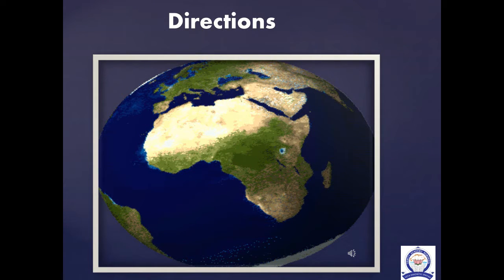We know that the sun rises in the east and sets in the west. If we stand facing the sun in the morning, then we face the east. The west is towards our back. The left hand points towards the north and the right hand points towards the south. We should always keep this in mind.